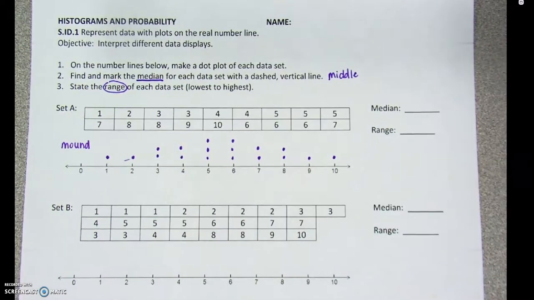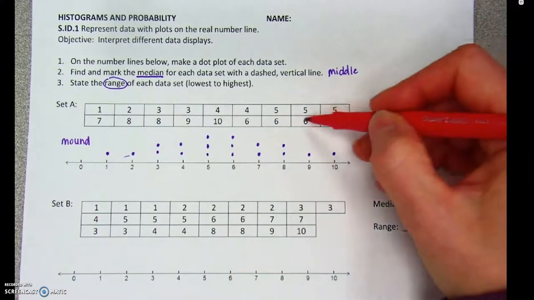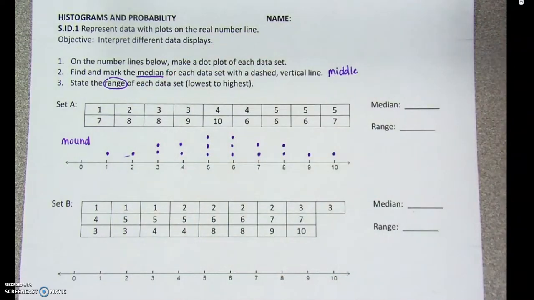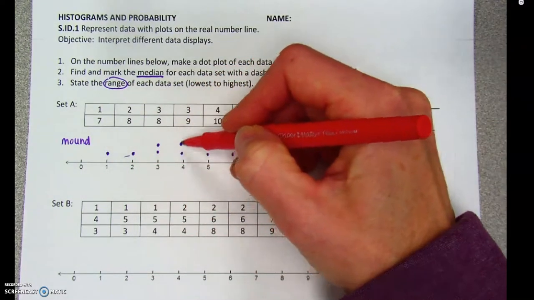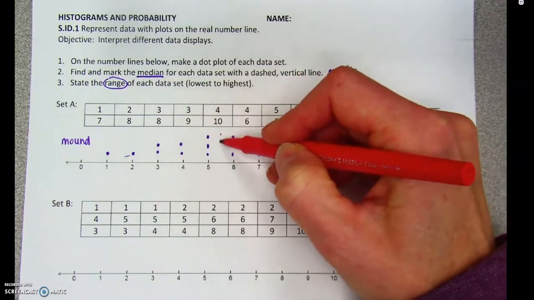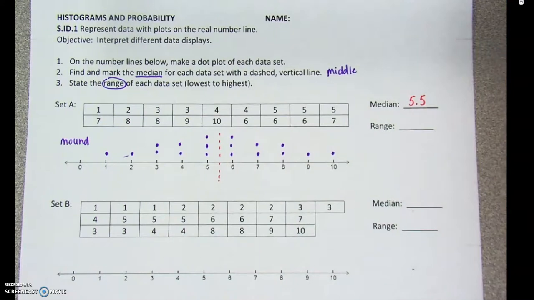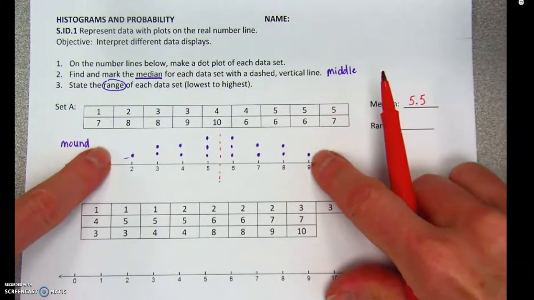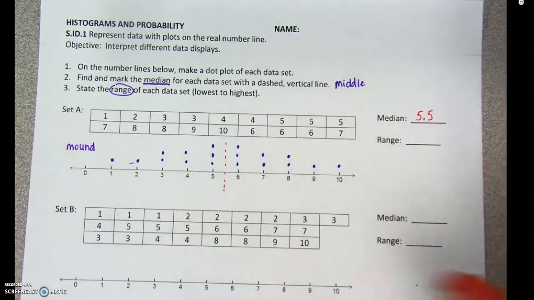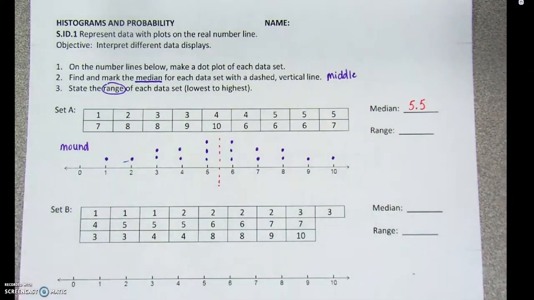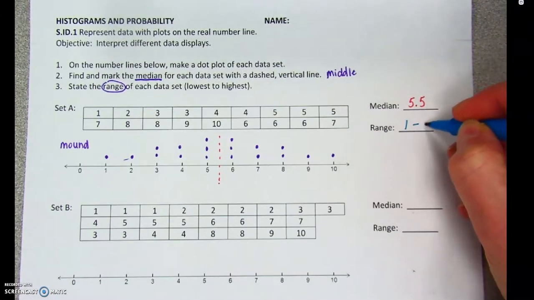The median would be the middle number. So how many data points do I have here? 2, 4, 6, 8, 10, 12, 14, 16, 18 points, which means in between the 9th and the 10th one. 1, 2, 3, 4, 5, 6, 7, 8, 9, 10. So the median will be right between there, 5.5. I also could have found that by just walking my fingers in until I found the middle value. The range is from the lowest to the highest. The lowest value is 1, and the highest value is 10.